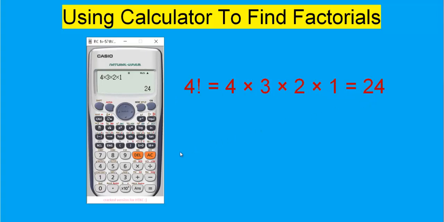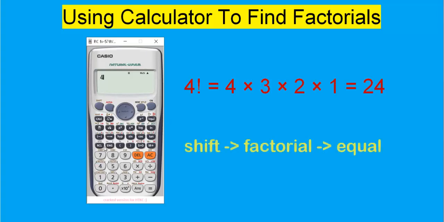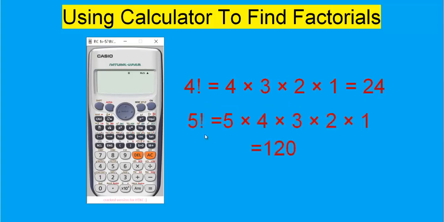So how can we calculate this factorial number using a scientific calculator? First input the number. Our number is 4. Then press the shift button. Now press the factorial button. At the last, press the equal button. Finally we get our answer. In this simple way you can calculate any factorial number using a scientific calculator.